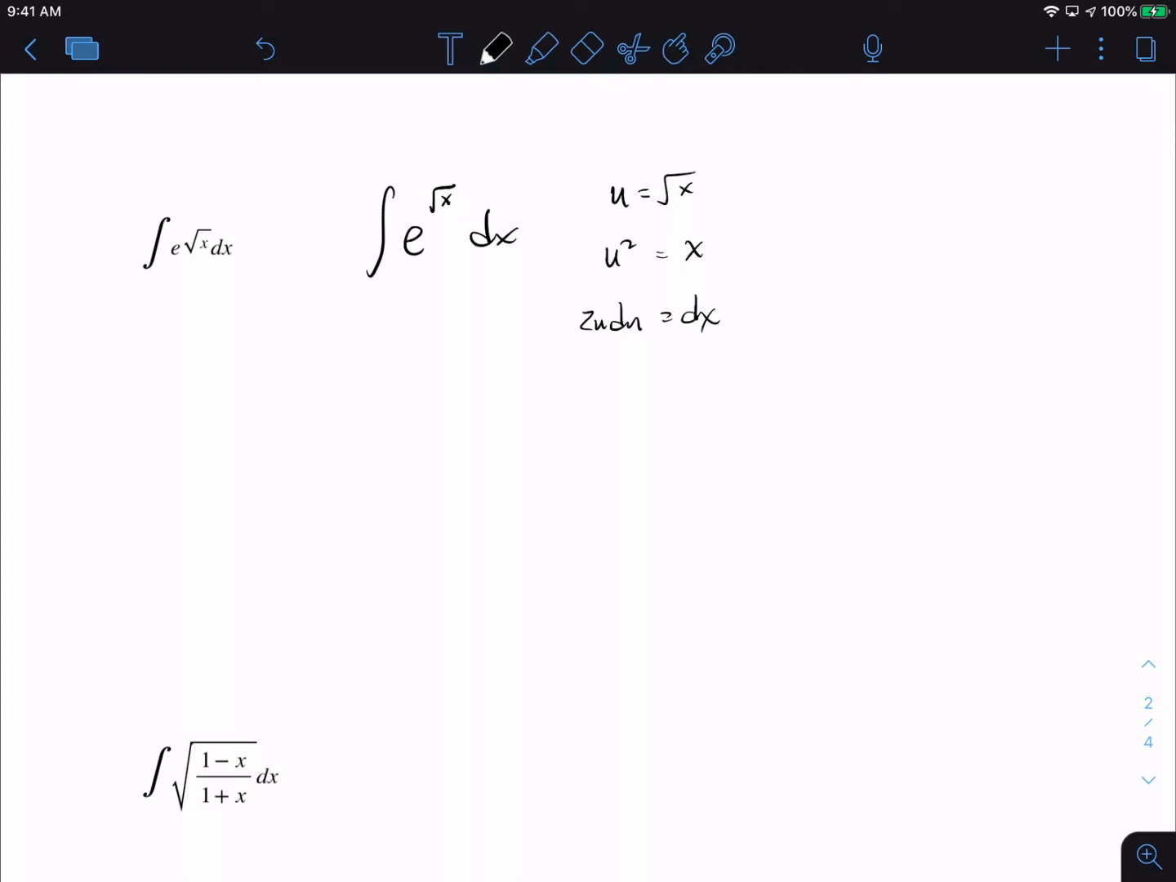So when I go to set this up, this problem is going to become 2u e to the u du, which is equal to the integral of e to the square root of x. Is there any questions on that? We're okay? Yeah. Okay. So then from here, if I pull out the constant, which we can, I'm going to get u times e to the u du. And what method do I need to use to be able to solve this integral?